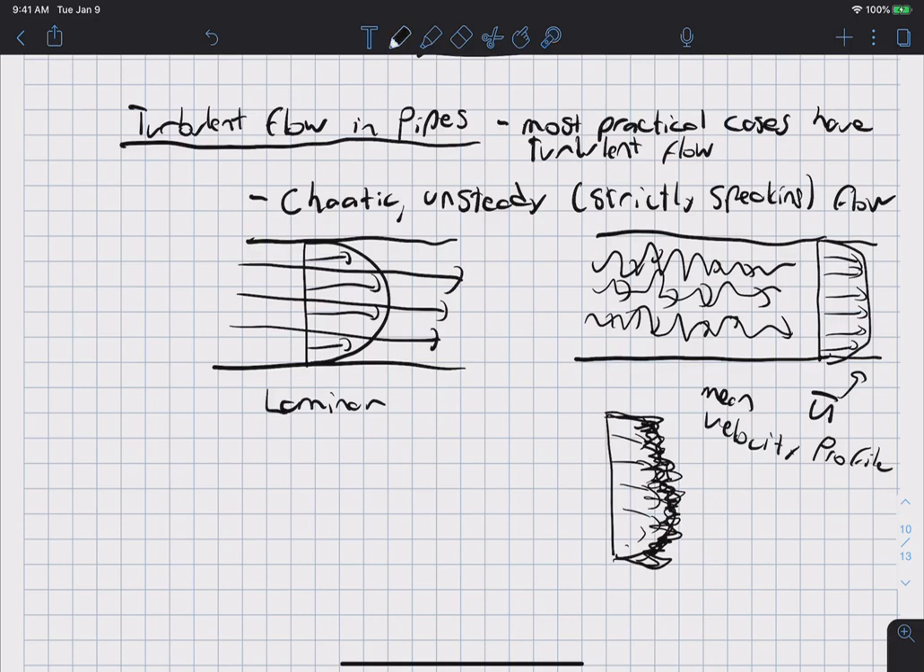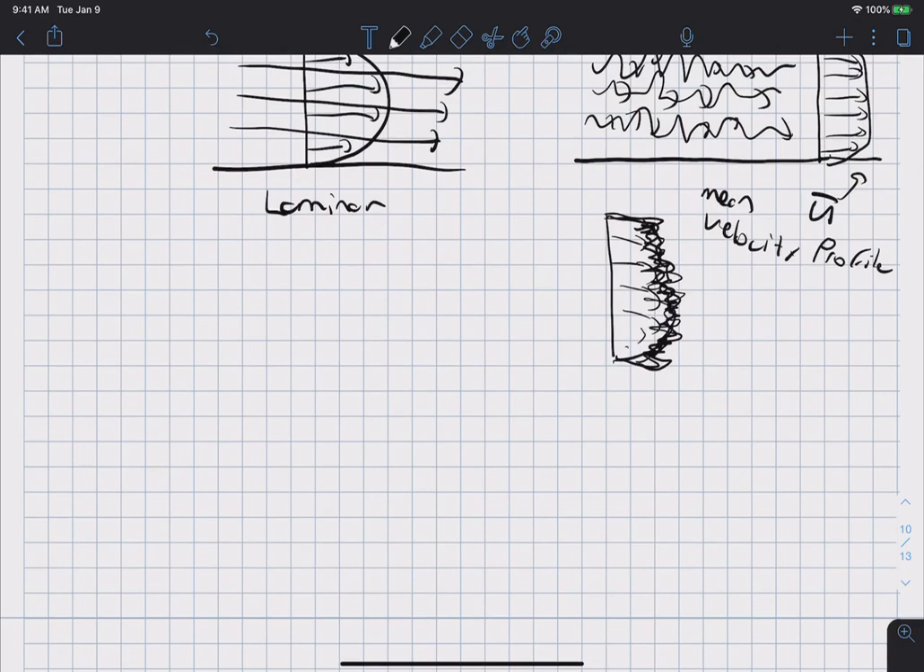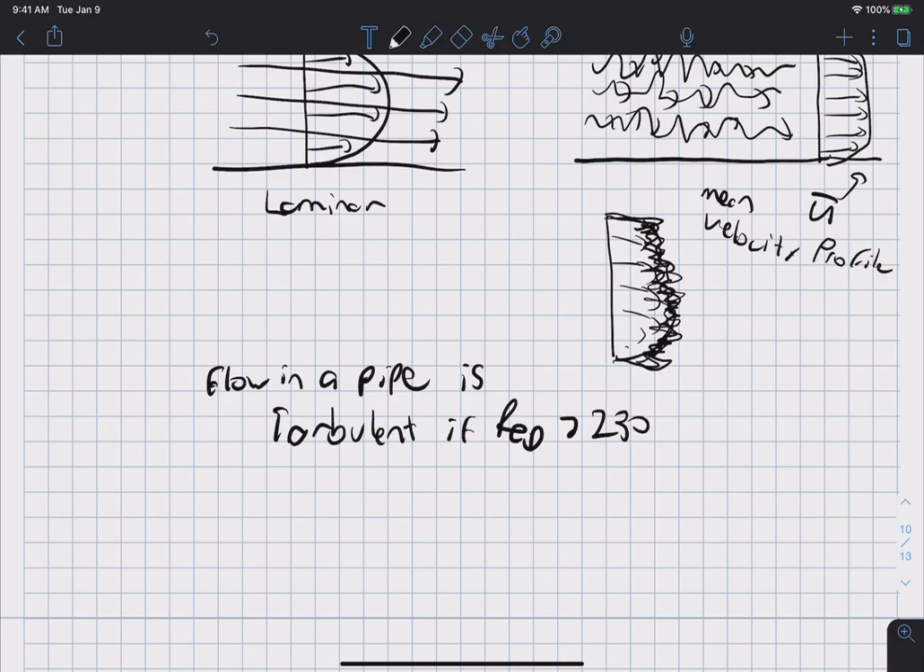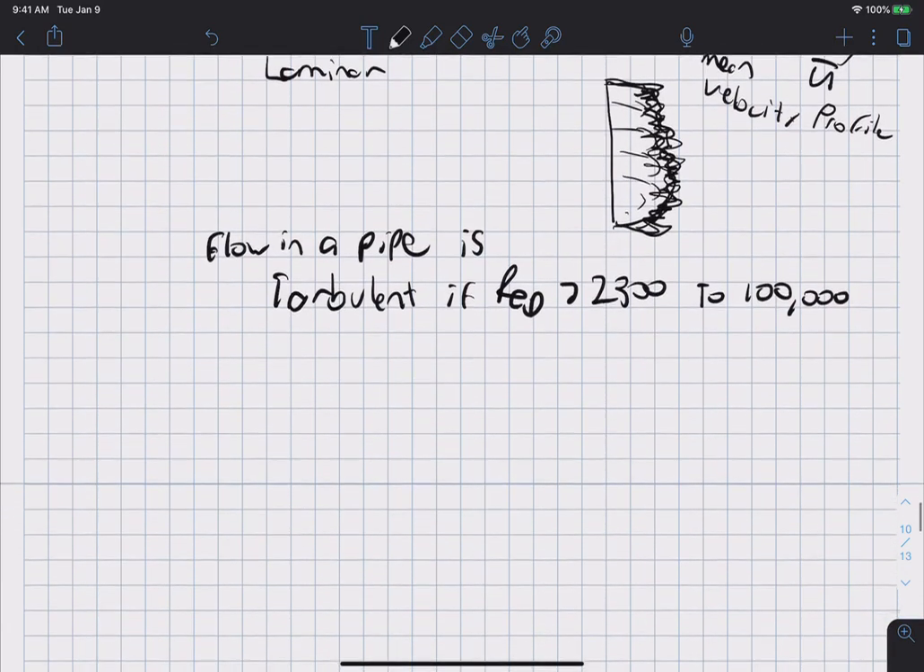Okay, and so the flow in a pipe is turbulent if Re_D is greater than 2300 for most designs, or if it's very carefully designed, you can have laminar flow up to a Reynolds number of 100,000. And so the classic case, there are some experiments done by Osborne Reynolds where he had just a tank filling a pipe, and in this case here the streamlines became turbulent almost right away.